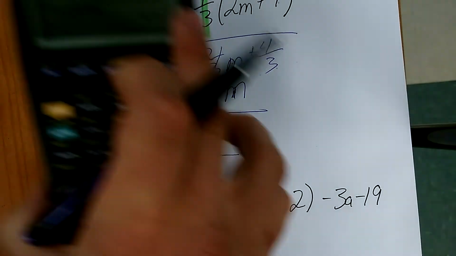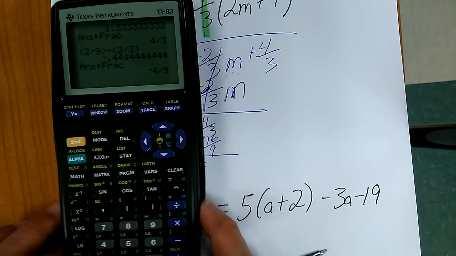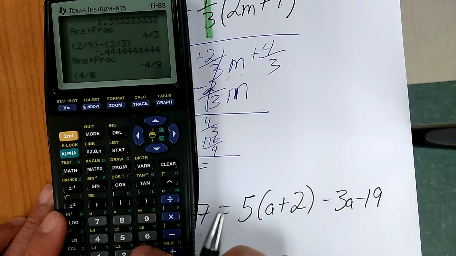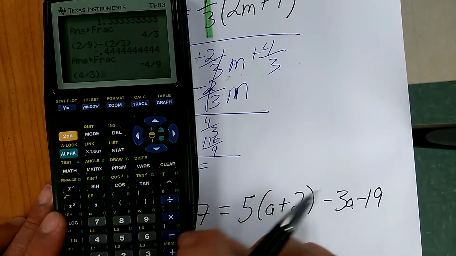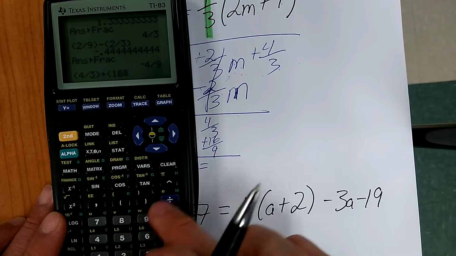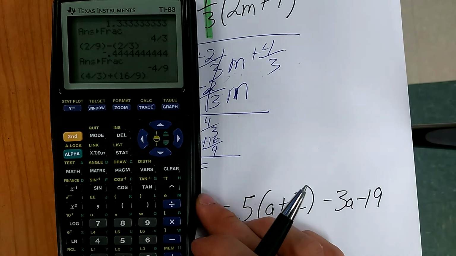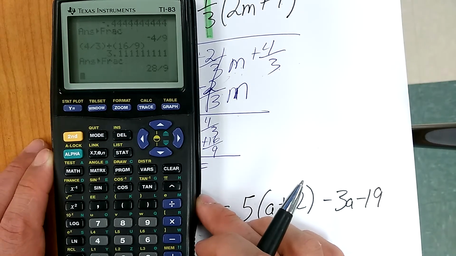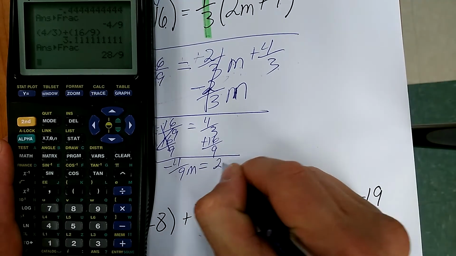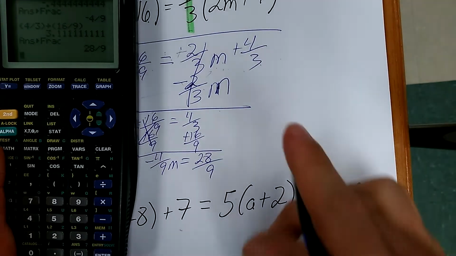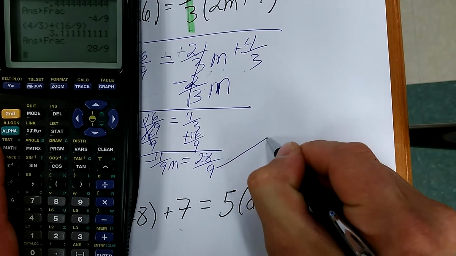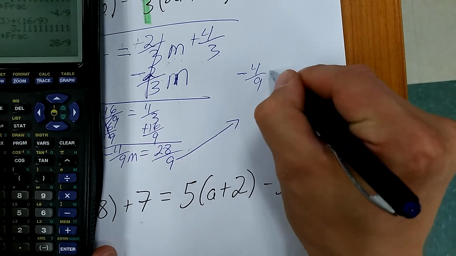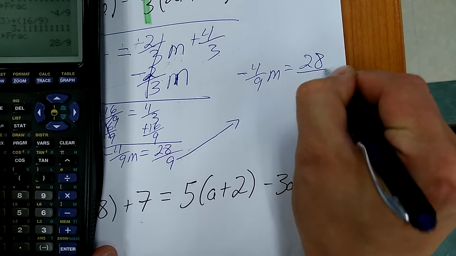And again, in your calculator, here's how you will type this in. We open a parenthesis, 4 divided by 3, close the parenthesis, plus, open a parenthesis, 16 divided by 9. Hit enter. We don't like decimals. Math, enter, enter. And we get 28/9. Okay, guys, I'm going to come up here and continue the problem just so I have more space. So we had -4/9 m equals 28/9.